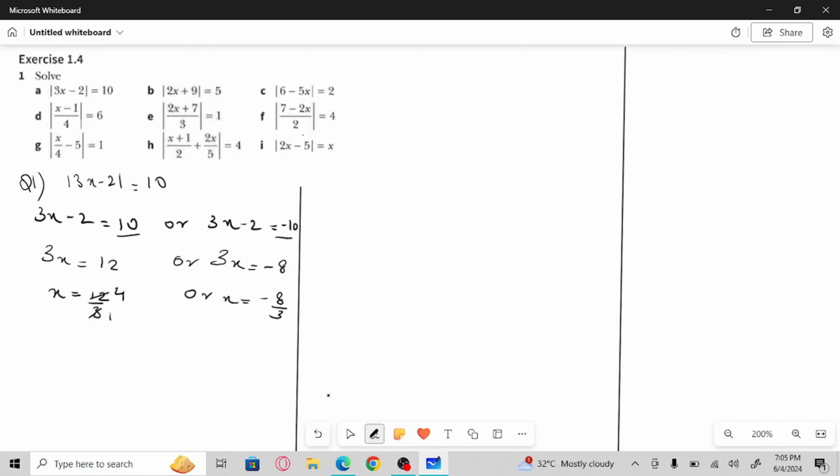Now, that makes this question a little long, not much, but still hectic. We input the values of x into the equation to check if they are correct or not. Again, 3 multiplied by minus 8 upon 3 minus 2 is equal to 10. I have inputted the second value first. So the 3 and 3 will cancel. Minus 8 is left along with minus 2. So minus 10 is equal to 10.